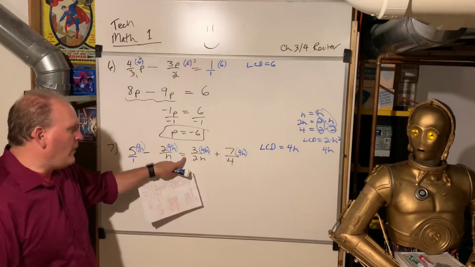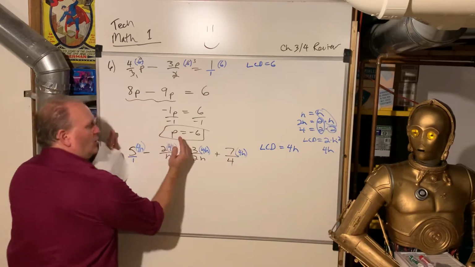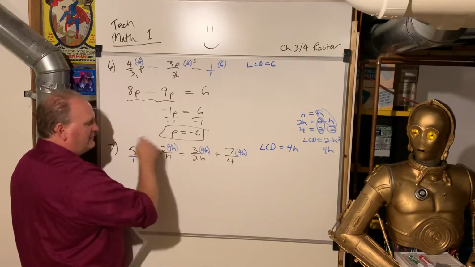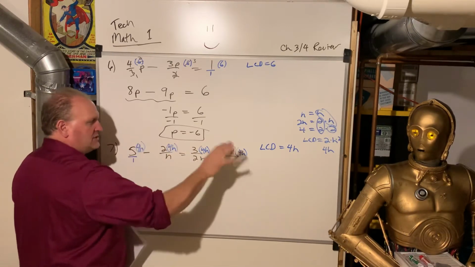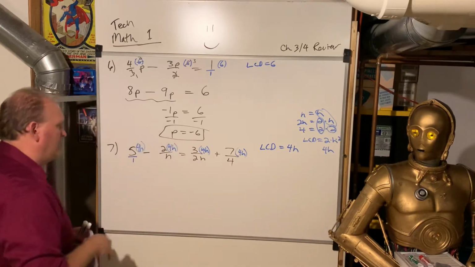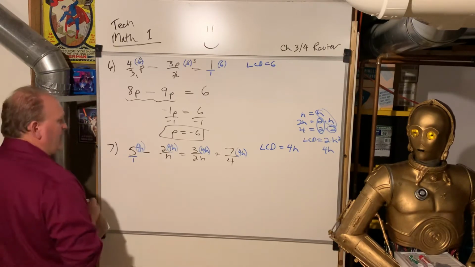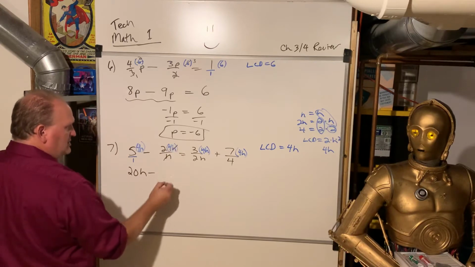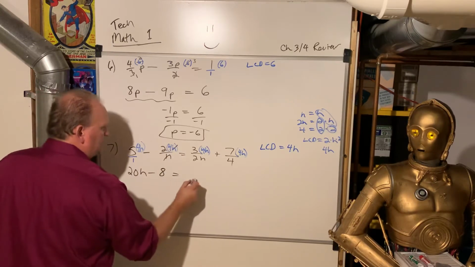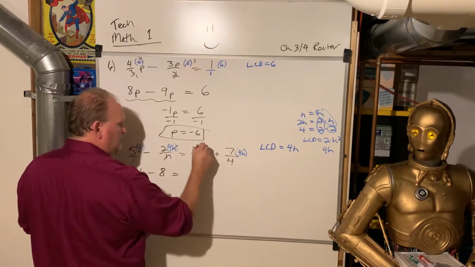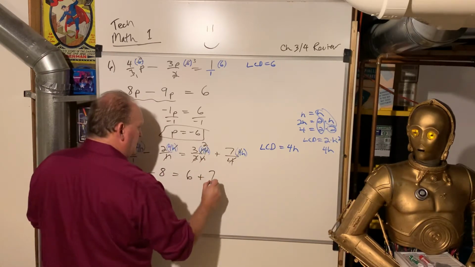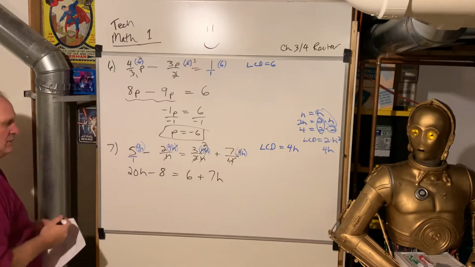When you've got an equation, you can multiply both sides of the equation by anything you want. And instead of doing the distributive property, it's just easier to just tack it onto the top of each one. All right? So now look at what we have. We have 20h minus, the h's cancel there, 8 is equal to, the h's cancel there, 2 goes into 4 twice, 6, the 4's cancel there, plus 7h. Much easier to work with, right?